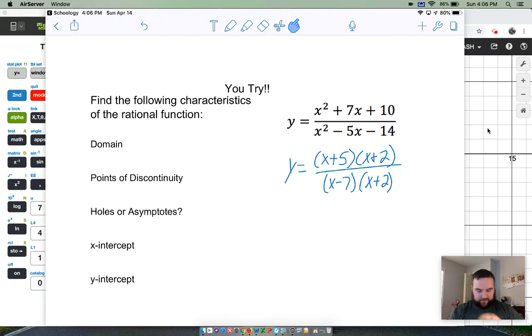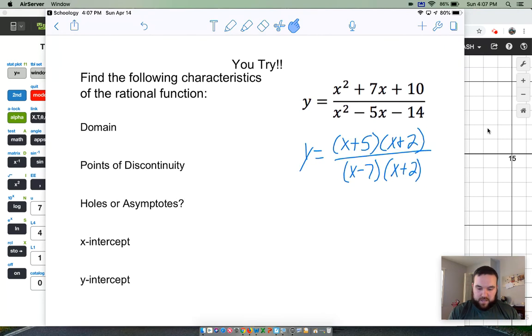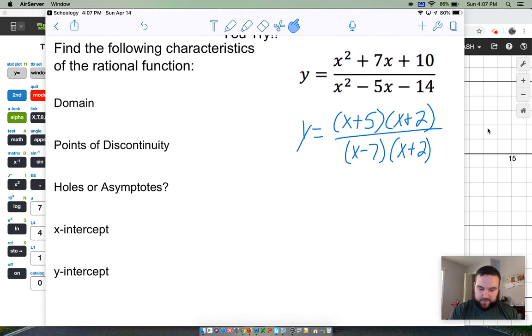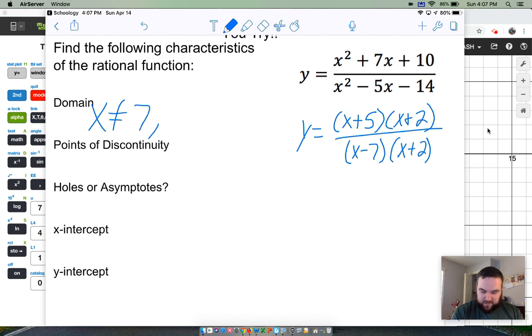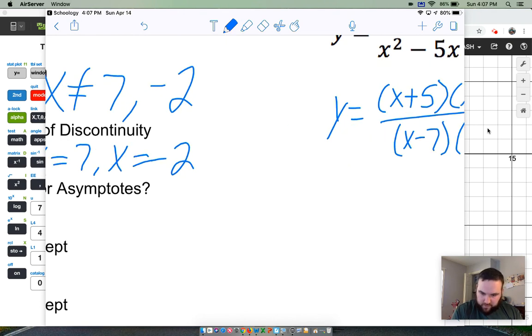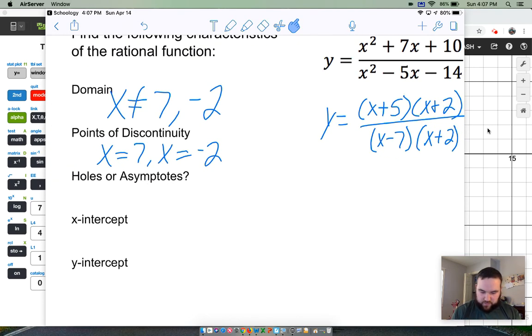Okay, so the first thing is just to rewrite it, factoring anything that I can. Now the domain tells me, remember domain coming from what numbers make you divide by 0, because those are the numbers that are not in your domain. So in this case, 7 and negative 2 are my numbers that are not in the domain, which means those are my points of discontinuity. So there's either a hole or an asymptote at each one of those.